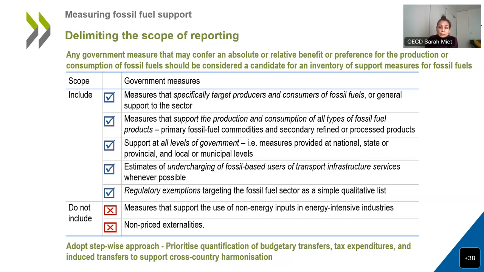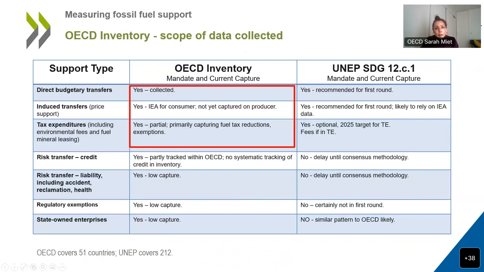So in order to adopt a pragmatic approach, which is also incremental, the guidance note recommends that the scope of reporting builds on existing data and focuses on enhancing the coverage and quality of this data. As you see, this is an illustration of what I said. While the definition aims to cast a wide net and encompass all measures that provide benefits to fossil fuel production or consumption, in reality, what is actually collected is mainly direct transfers, induced transfers, and tax expenditures, and that's the measurement of this data that we would like to improve as a first step.